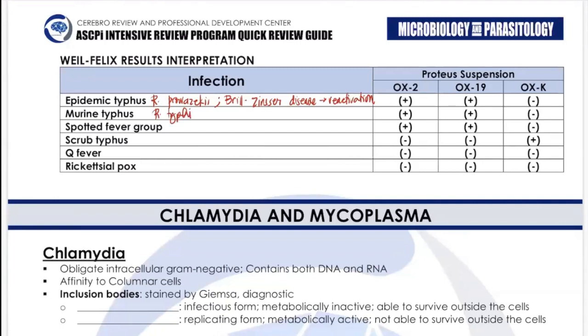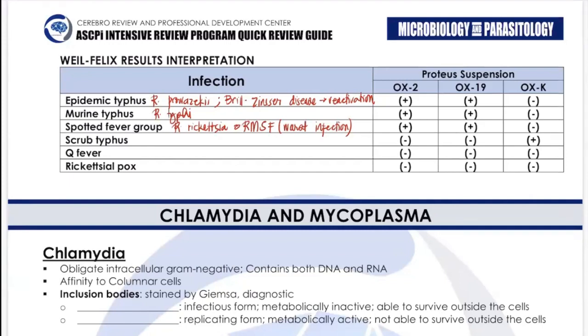Okay? Then we have the spotted fever group. Dito pinakatatandaan natin si Rickettsia rickettsii. So this is the causative agent of Rocky Mountain spotted fever. And take note natin, this is the worst infection. So the worst form of infection that is caused by rickettsial species is the Rocky Mountain spotted fever, which is caused by Rickettsia rickettsii.